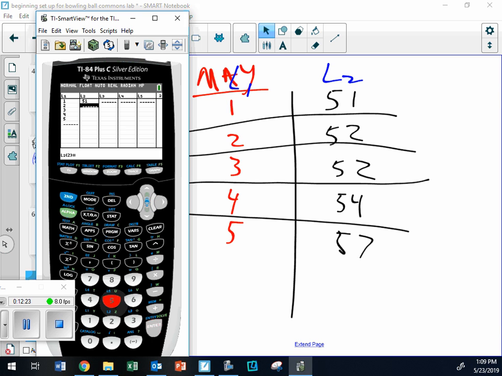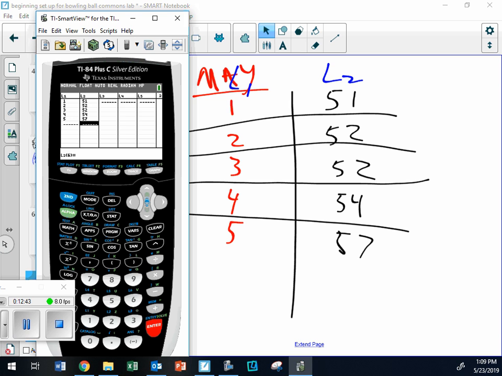51, 52, 52. What? Well, because I didn't want it to be perfect. 54 and 57. All right. Raise your hand if you have got your numbers in the list. Okay, good. If not, you need to catch up quick.